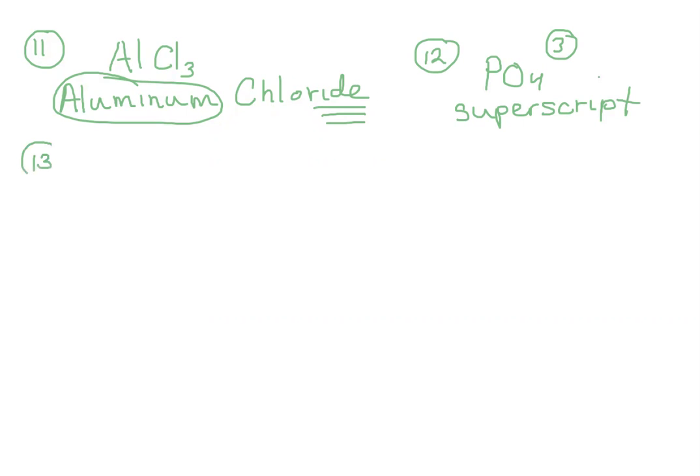Number 13. A blank blank is formed when atoms gain, lose, or share electrons. That is a chemical bond. If you share electrons, then it's going to be covalent. If you transfer electrons, then it's going to be ionic. But both of them are called chemical bonds.